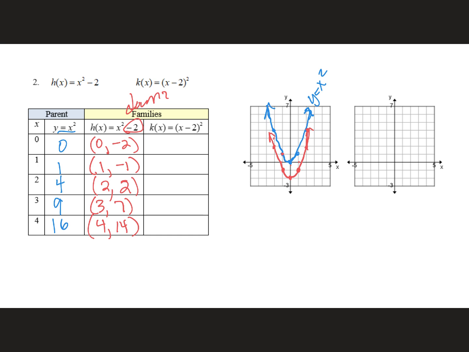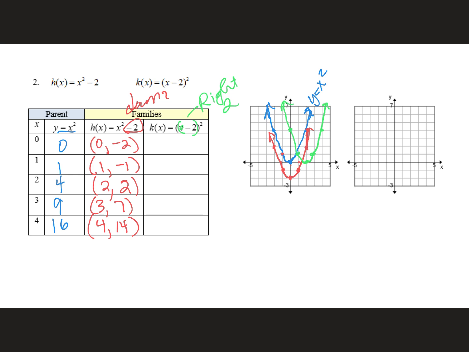And so what happens here? Well, I've got x minus 2. It's inside the parentheses. That means we're going right 2. So all of my points move right 2. So this one moves right over here. This one moves right over here. And so now I get this graph that's been shifted right 2.